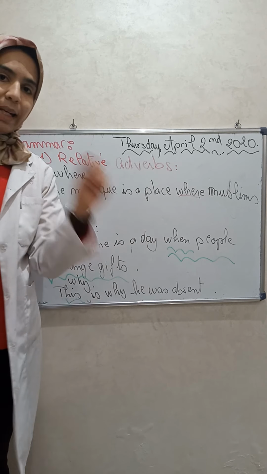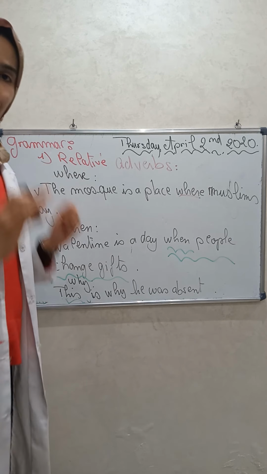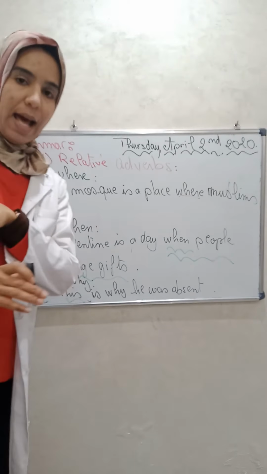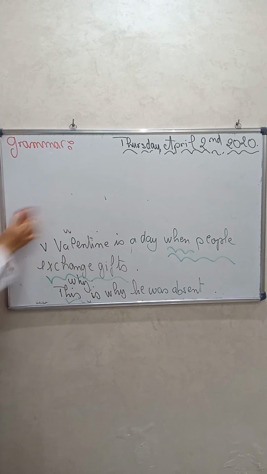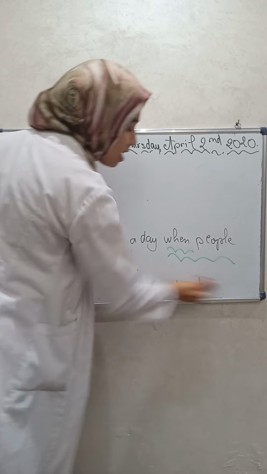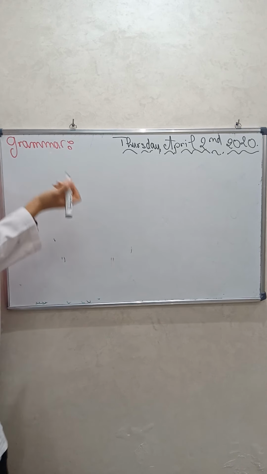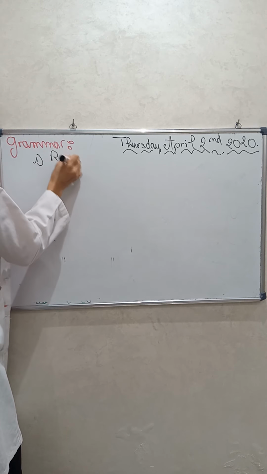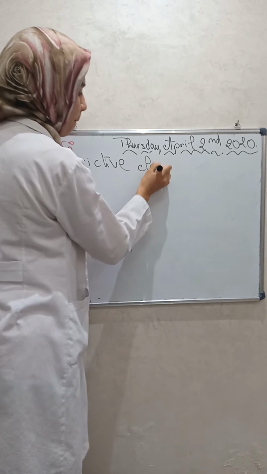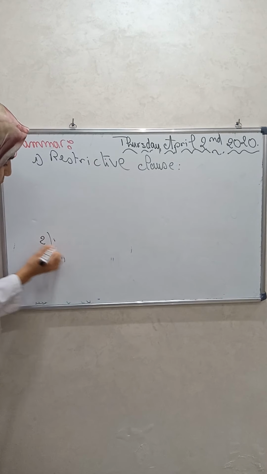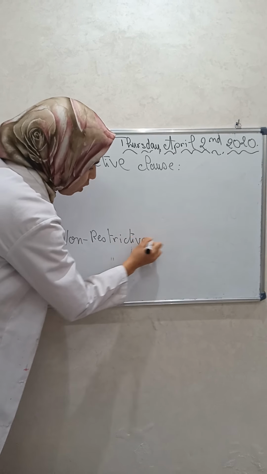Okay? Now we go to the lesson. We have seen the examples with the different relative pronouns and the different relative adverbs. Now, the title, if you remember the title that I put in the very beginning, was restrictive and non-restrictive clauses. Now, what is a restrictive clause? Number 1, restrictive clause, and number 2, I'm going to put non-restrictive clause.